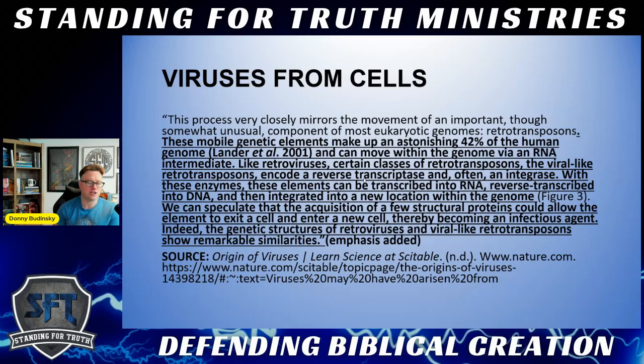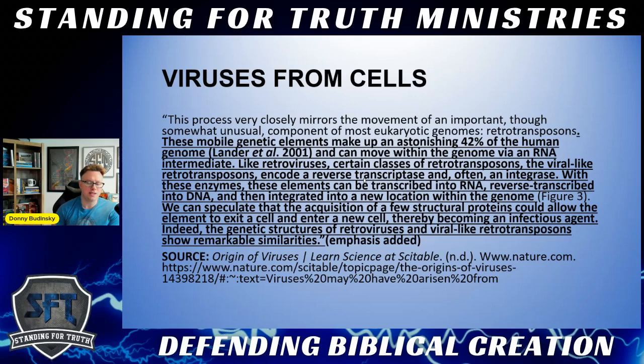Remember, retroviruses can reverse the flow of genetic information, like we said before. Like retroviruses, certain classes of retrotransposons, the viral-like retrotransposons, encode a reverse transcriptase and often an integrase. So Jon Perry was saying that the fact that they encode these enzymes and are built this way must mean that they're due to ancient retroviral infections. But in fact, no, they require this makeup. They require these enzymes to even carry out their functional roles, one of them being retrotransposition.